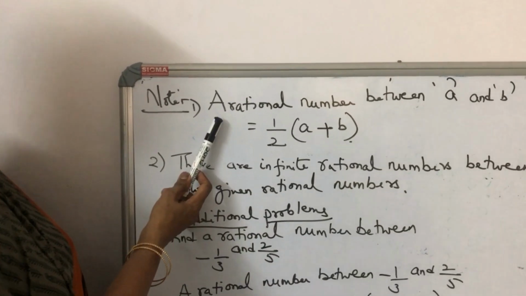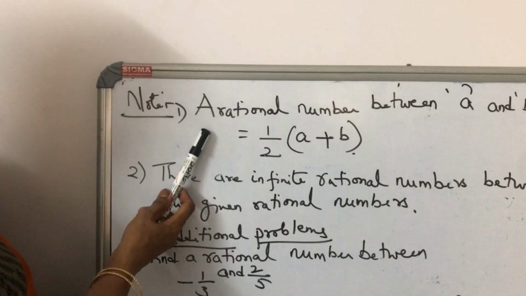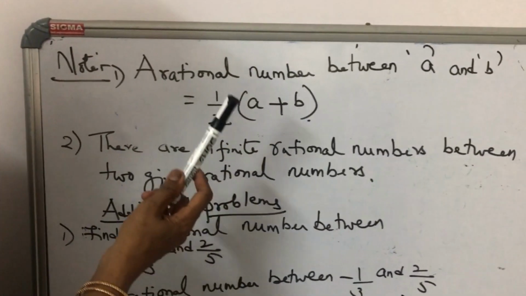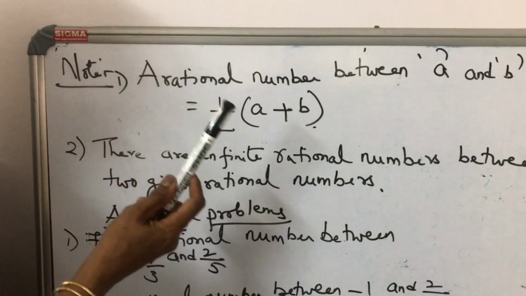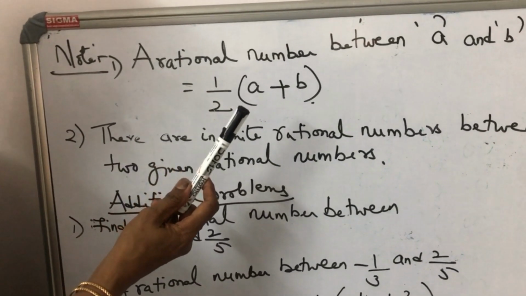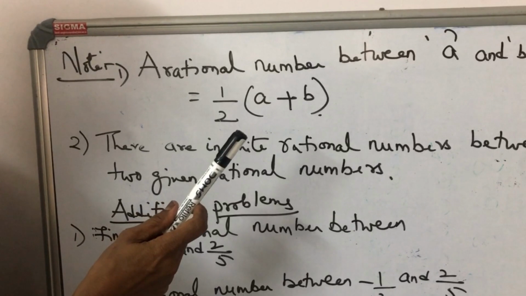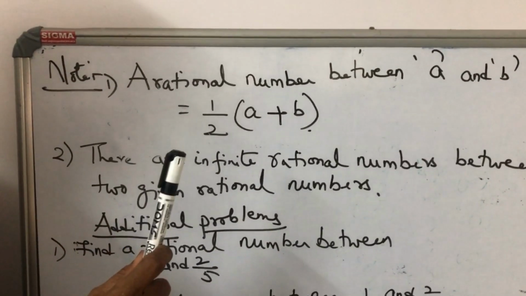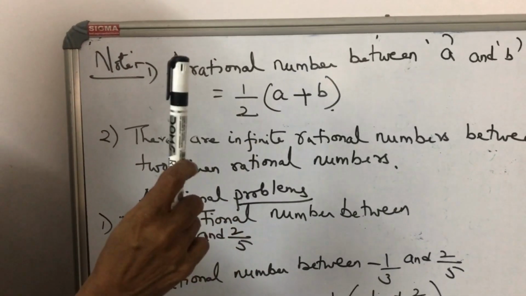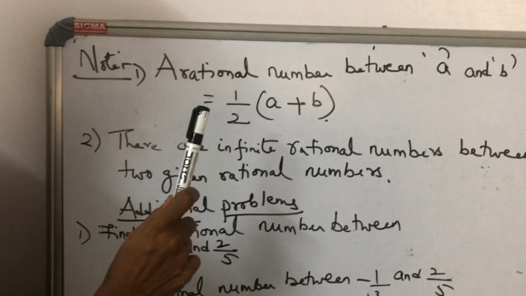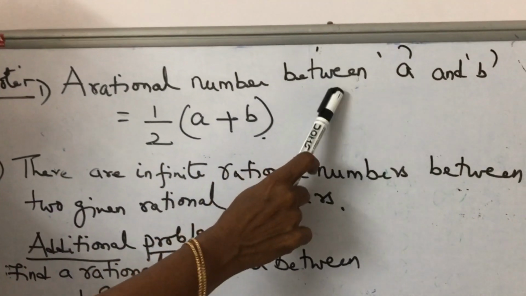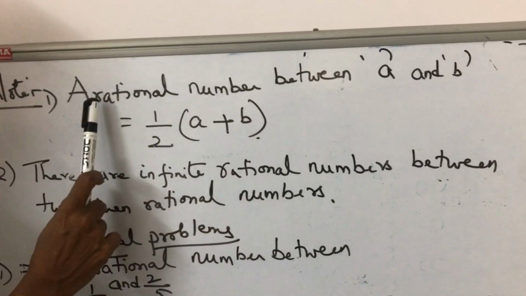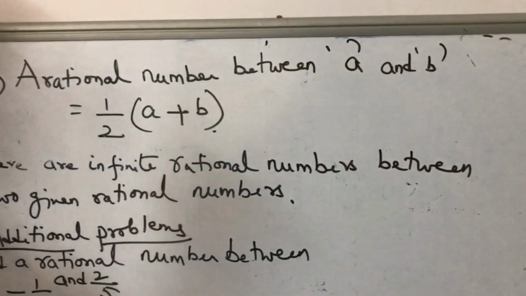Children, we have learned to insert rational numbers if two numbers are given. If two numbers are given, we can insert infinite rational numbers. The word infinite means you can be asked to insert one number, 5 numbers, 10 numbers, any number. So in case you are asked to insert one number, a rational number stands for one number.